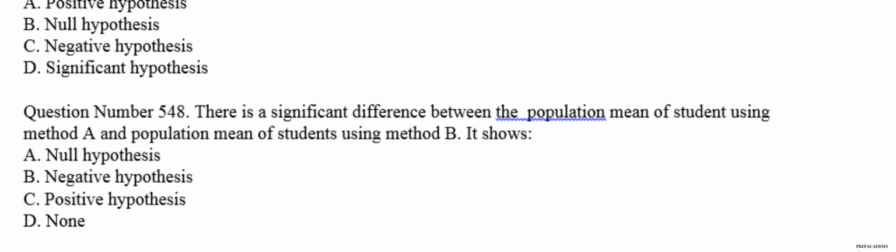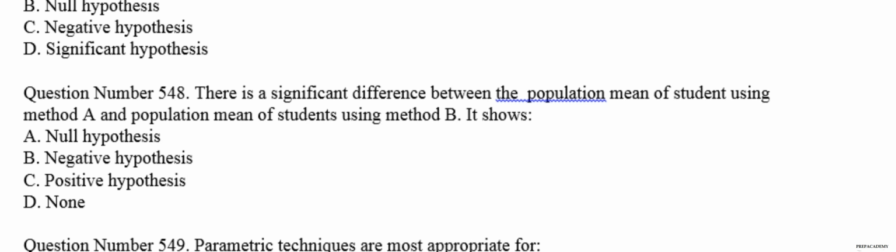Question number 548. There is a significant difference between the population mean of students using method A and the population mean of students using method B. It shows A. null hypothesis, B. negative hypothesis, C. positive hypothesis, D. none. The correct answer is option C, positive hypothesis.